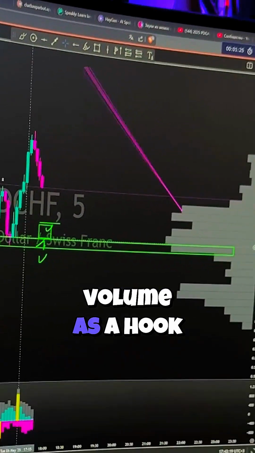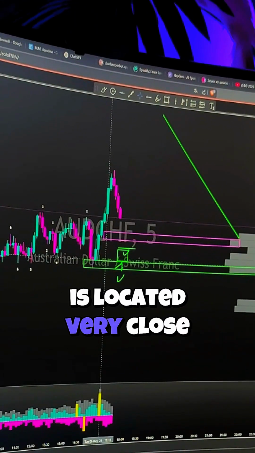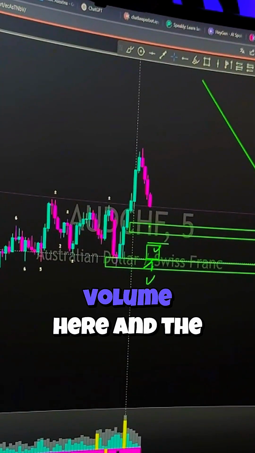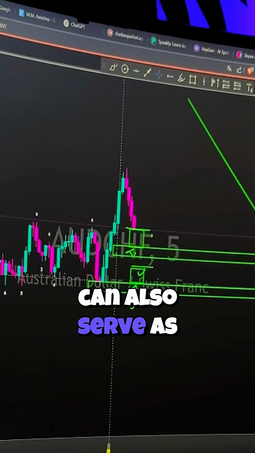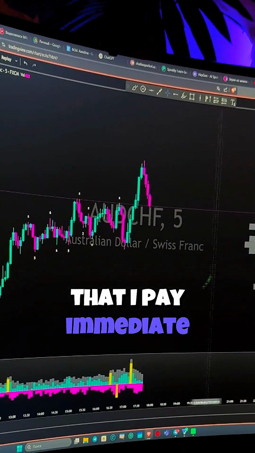Secondly, I can use volume as a hook, if that volume is located very close to my price. For example, I have volume here and the price is here. That can also serve as a hook. There are three hooks that I pay immediate attention to.